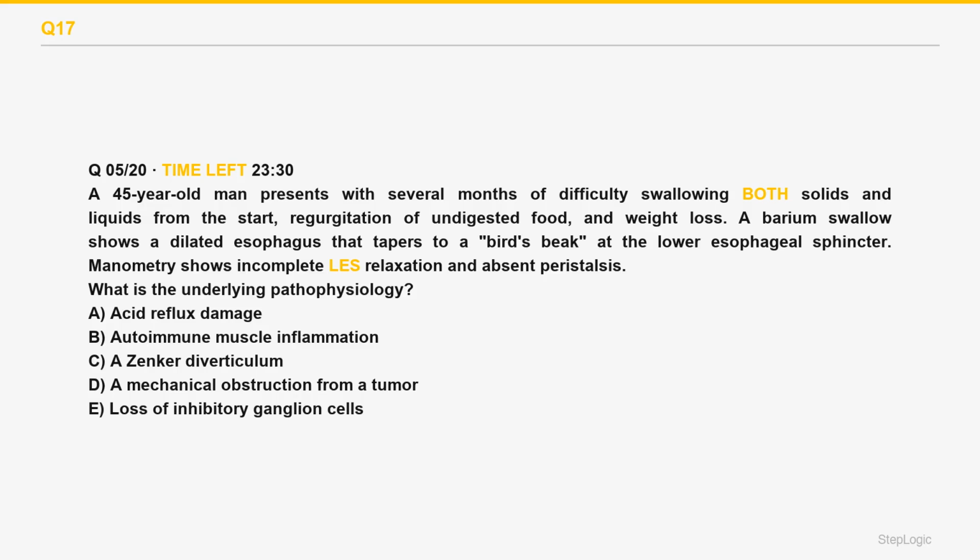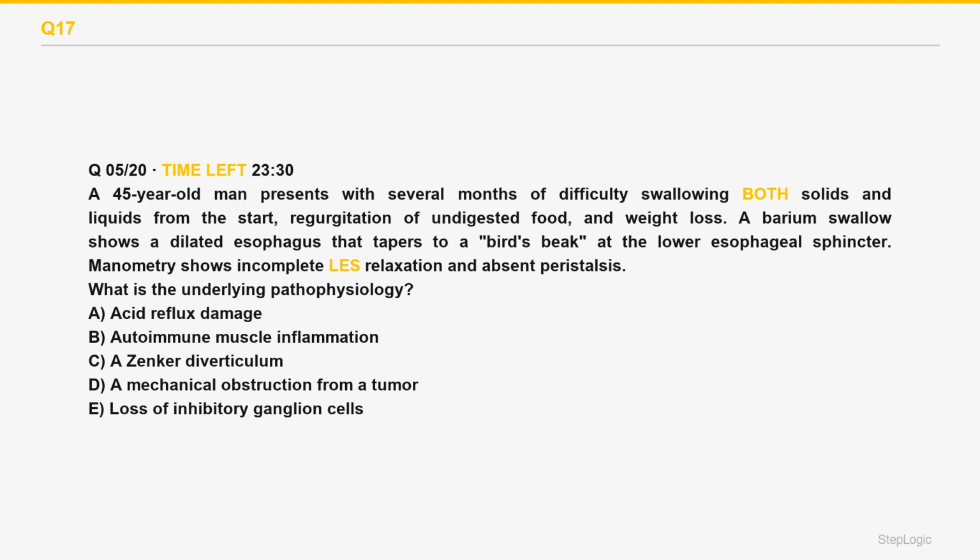What is the underlying pathophysiology? A 45-year-old man presents with several months of difficulty swallowing both solids and liquids from the start, regurgitation of undigested food, and weight loss. A barium swallow shows a dilated esophagus that tapers to a bird's beak at the lower esophageal sphincter. Manometry shows incomplete LES relaxation and absent peristalsis.